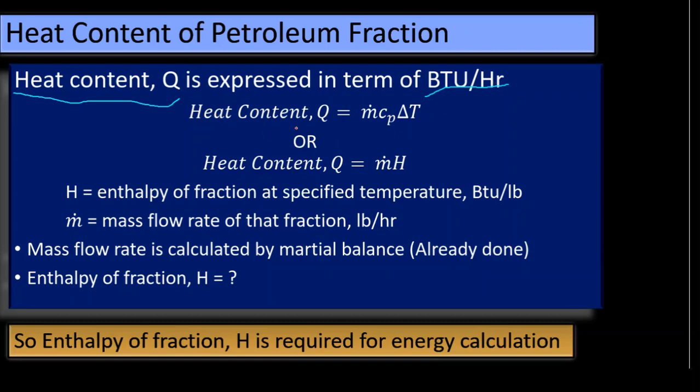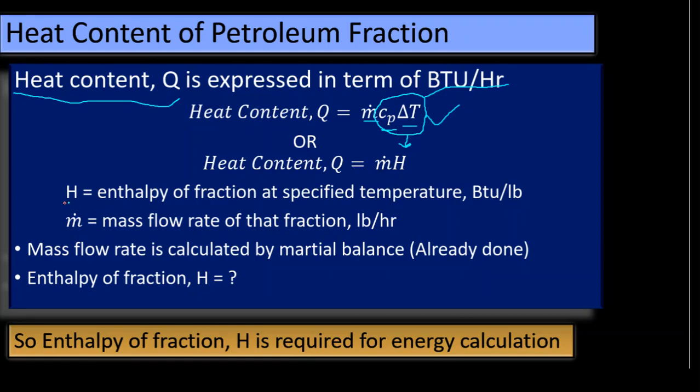And how do we calculate it? We know a very famous and popular formula, Q is equal to m Cp delta T, where Cp is the specific heat, delta T is the temperature difference, and m dot is the mass flow rate. In the second formula, Cp and delta T are incorporated into a single term, a very famous term that we call enthalpy. So we can summarize this formula as Q is equal to m dot H.